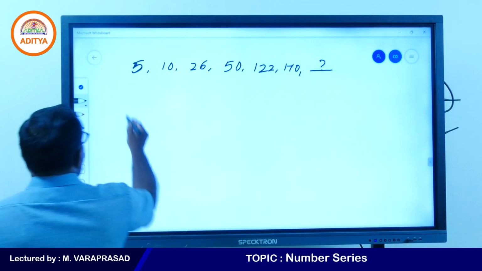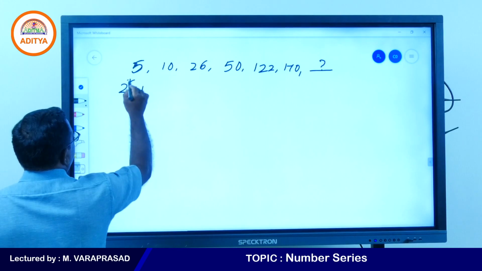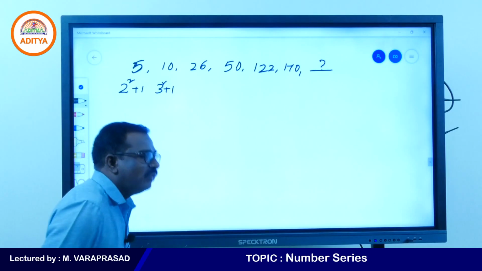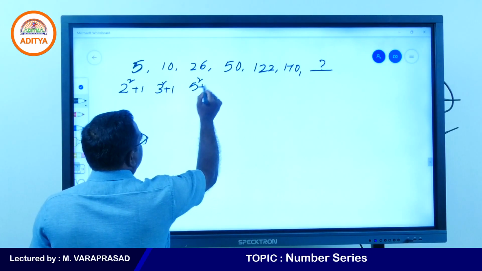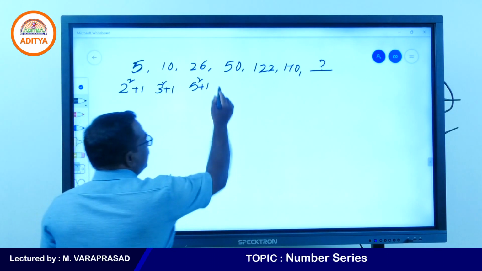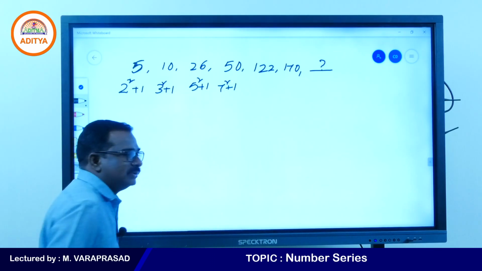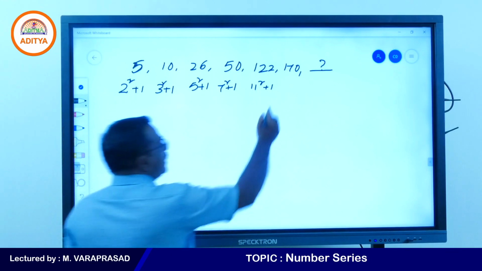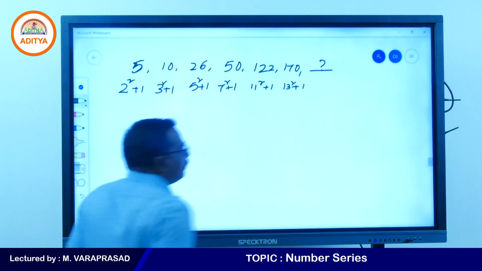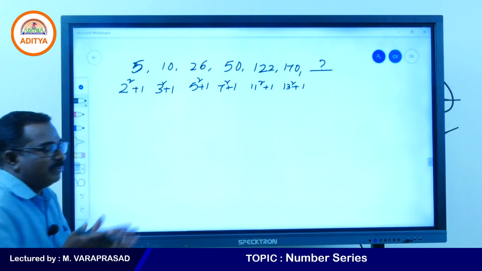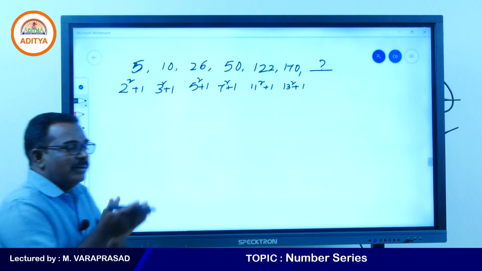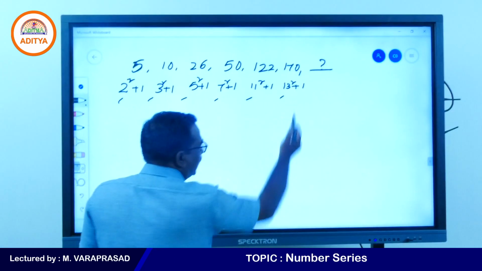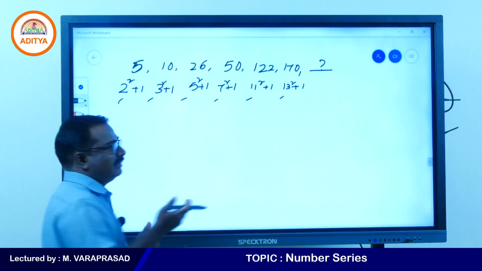2 square plus 1. 2 is a prime number, 2 square plus 1. 3 is a prime number, 3 square plus 1. 5 is a prime number, 5 square plus 1. 7 is a prime number, 7 square plus 1. 11 is a prime number, 11 square plus 1. 13 is a prime number, 13 square plus 1. So we are getting prime number square plus 1. So 2, 3, 5, 7, 11, 13. The next prime is 17.